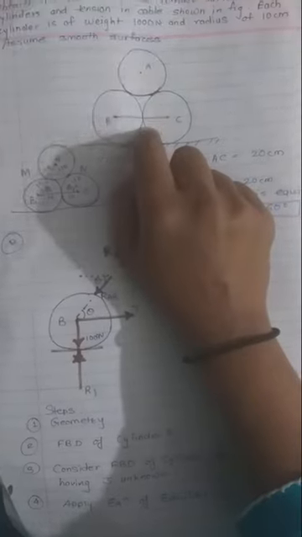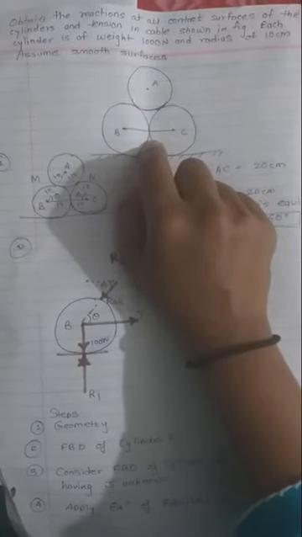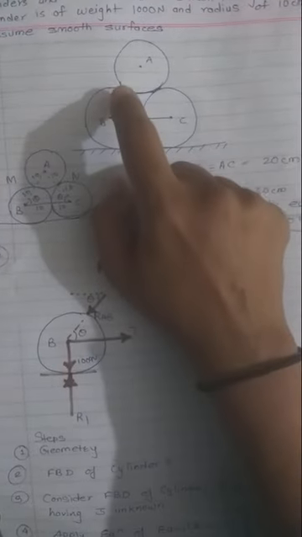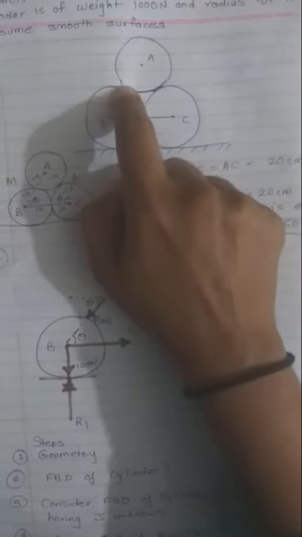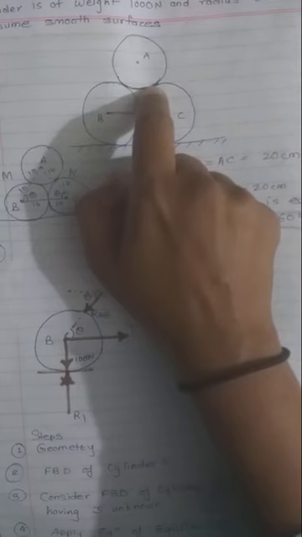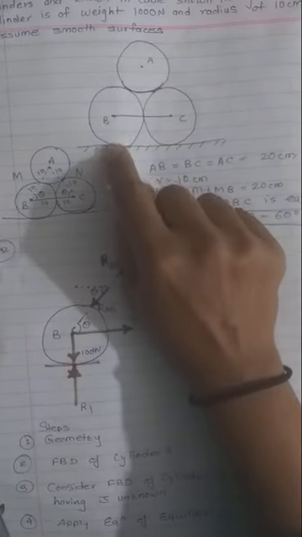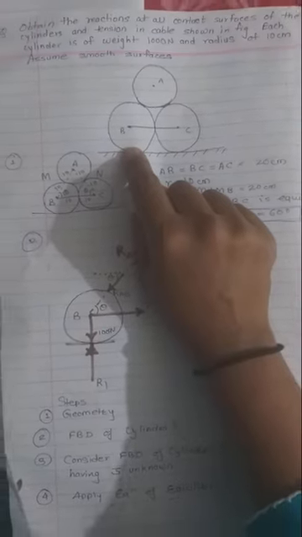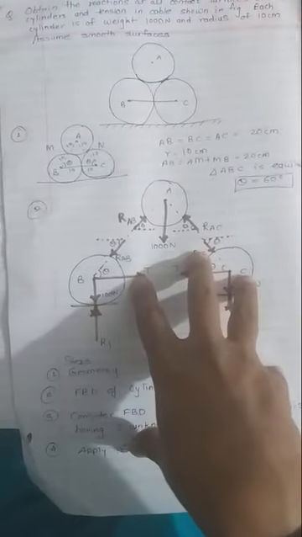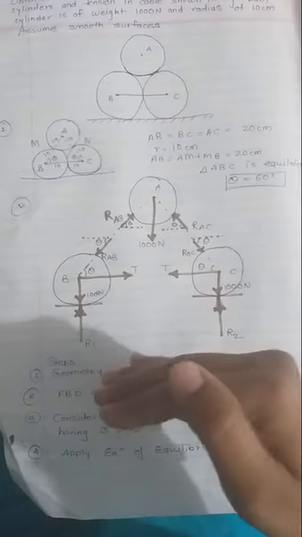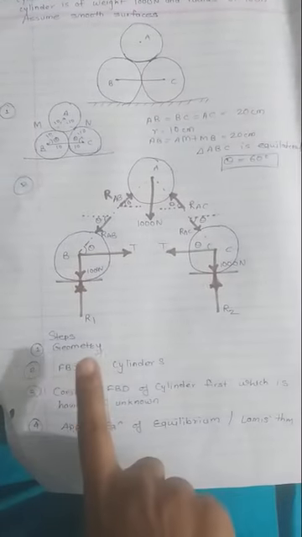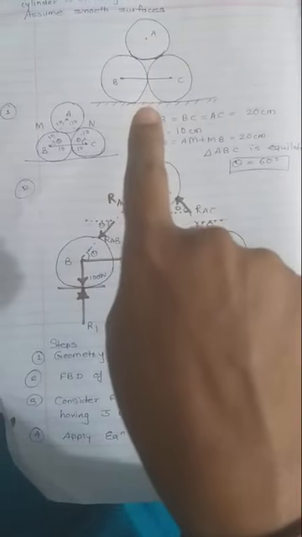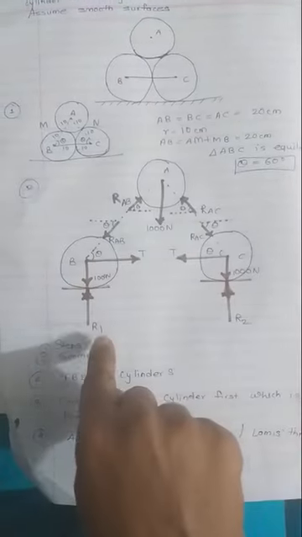Okay, so now what we have to do is we have to obtain the reaction at all contact surfaces. So first look at how many contact surfaces the spheres have. This one contact surface, 2, 3 and 4, right? Okay, so for this kind of a problem, there are some steps we have designed. So very first step is you have to first find out the geometry of the whole shape. Okay, the whole figure you have to find out the geometry.